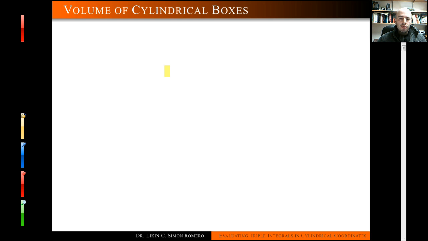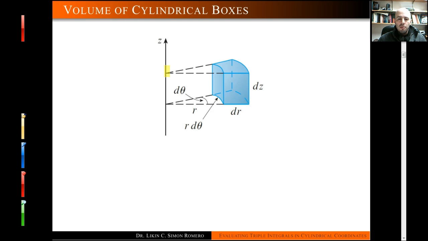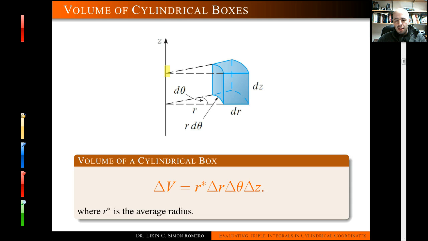For that, we will have to first compute the volume of cylindrical boxes. And if you remember, it's not a big deal because it's going to be the area of the base times the height. The area of the base is just the area of a polar rectangle, and the height is just delta z. So notice and remember that r star is just the average radius.